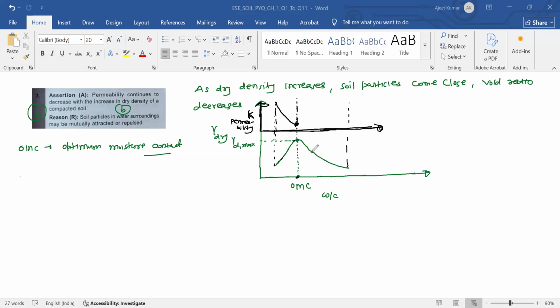And when gamma D starts decreasing, the permeability will increase from this point. So the graph will look like this. The assertion is: permeability continues to decrease with increase in dry density. Yes, this is correct. The reason is: soil particles in water surrounding may be mutually attracted or repelled. Yes, the reason is correct.